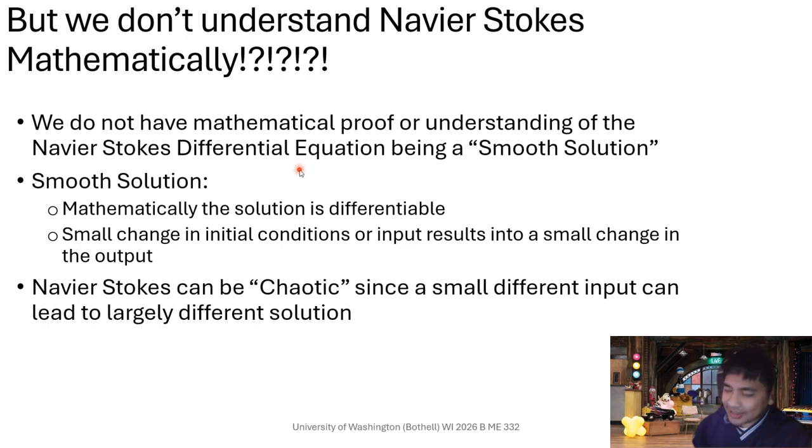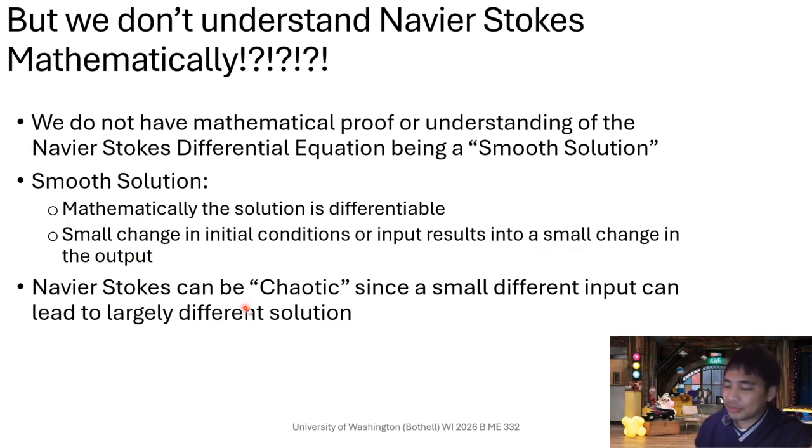And it kind of talks about it in the textbook, but this is just me reading about Navier-Stokes, and like I said, it's one of the more interesting equations in the class. We do not have a mathematical proof or understanding of the Navier-Stokes differential equation having a smooth solution. And to remind you from your Calc 1, a smooth solution just means mathematically the solution is differentiable, right? You can take the derivative. Another way of thinking about this is a small change in the initial conditions or input results in a small change in the output.